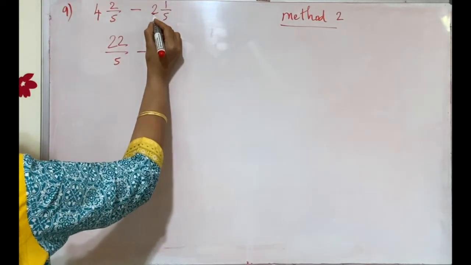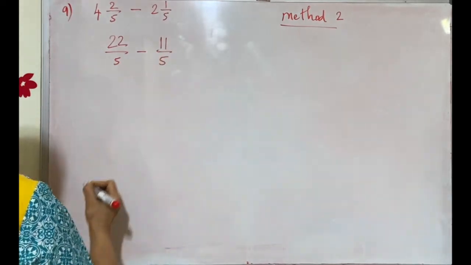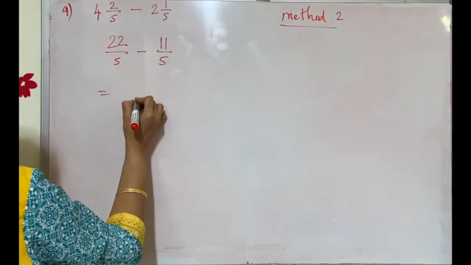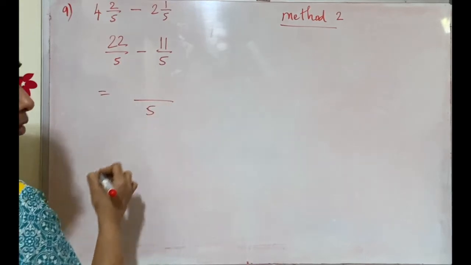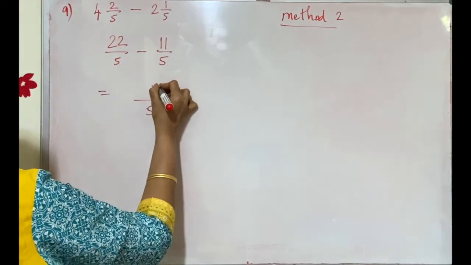Okay, 5 into 2 is 10. 10 plus 1 is 11. This becomes 11 by 5. This is a very simple calculation. Why? Because these are like fractions. Denominator will be 5. 22 minus 11 is 11.